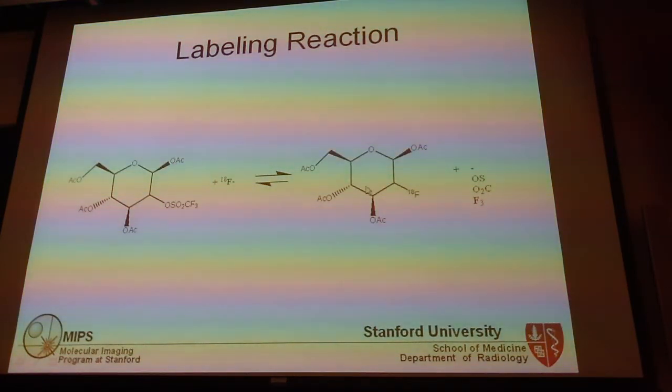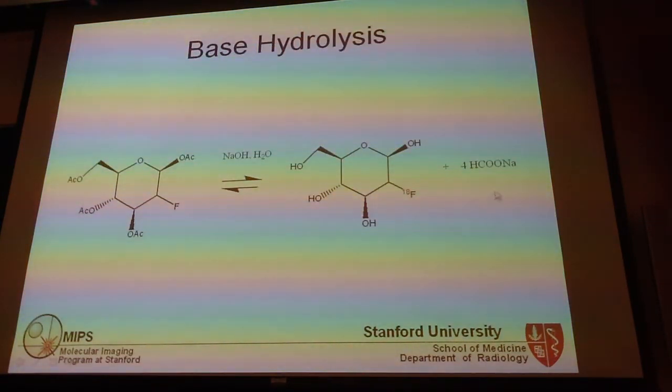And then this is what the reaction looks like again. So we take our precursor, we add the fluorine to it, we get fluoro-FDG, and then these are all of the byproducts after the reaction. These are contaminants that we really need to make sure don't stay in our product when we inject it into the patient. So this is what goes on in that synthesis module.